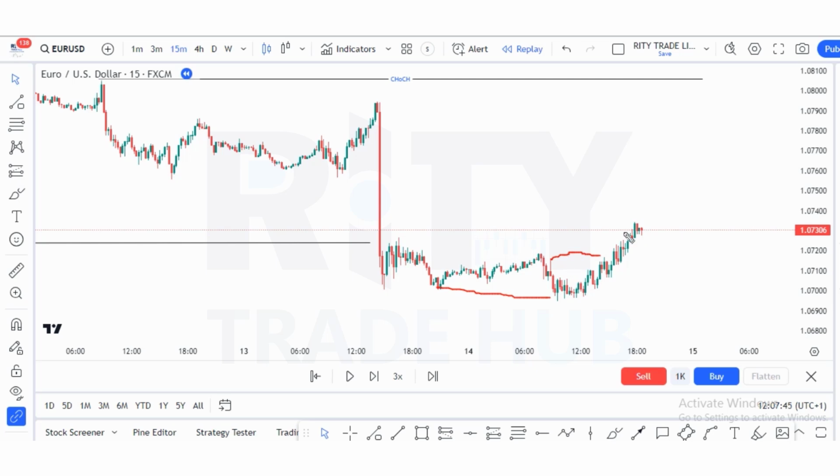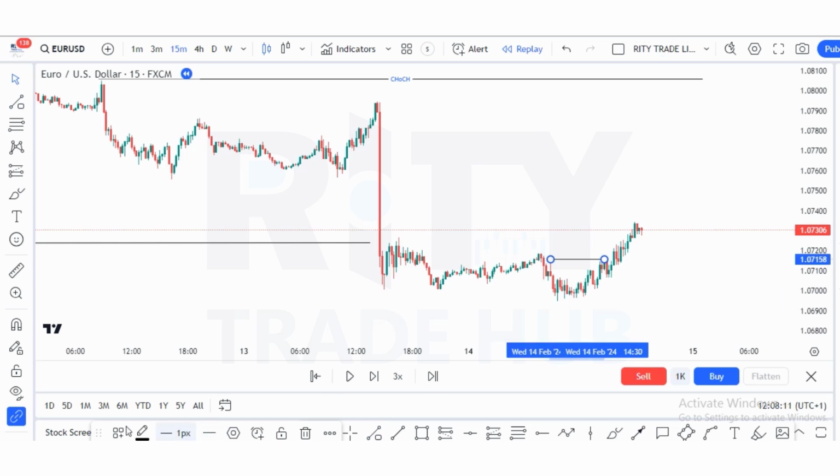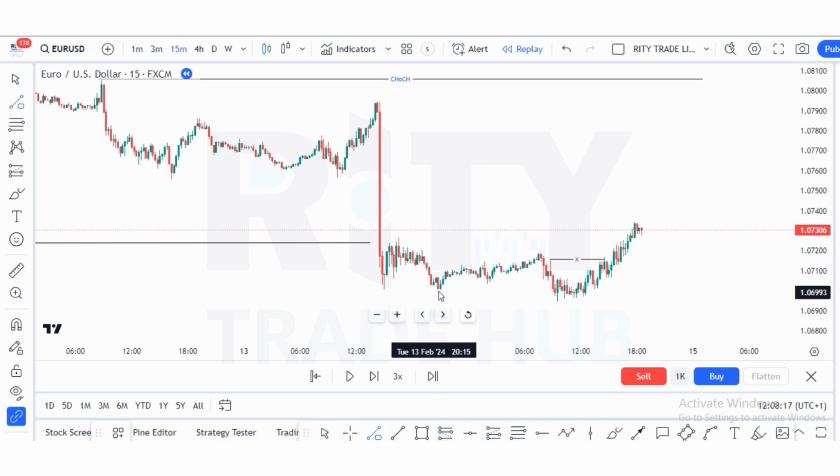Having identified our inducements, let's quickly mark this out right here. We have a valid inducement sitting here. Right here we have our inducement. Having identified our inducement, let me also mark here: this is the previous low that was broken right here.